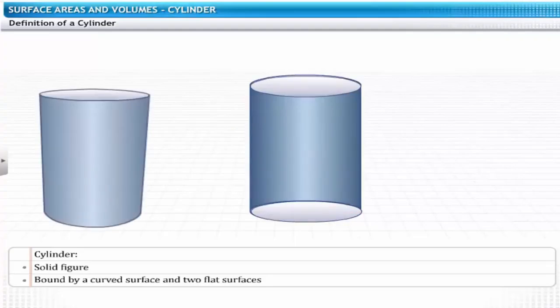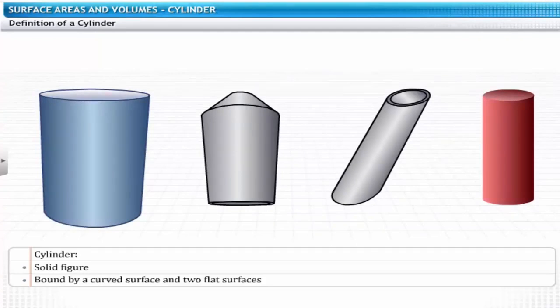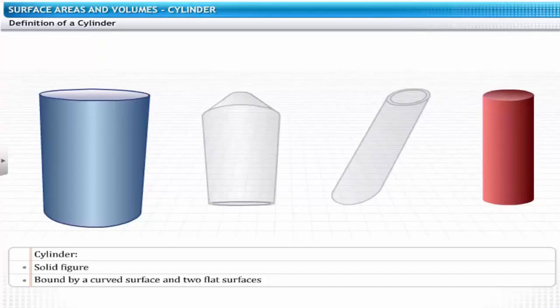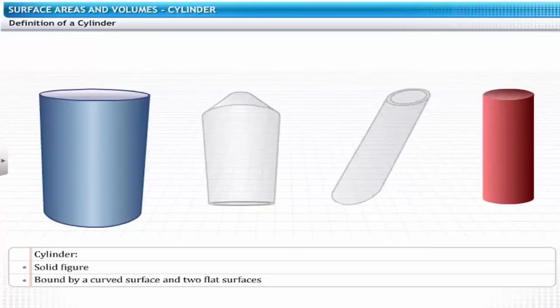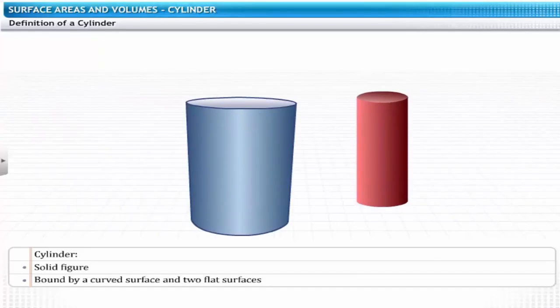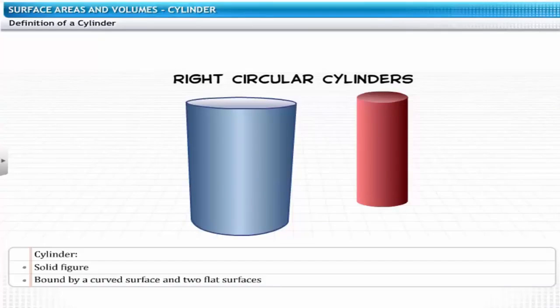Here are a few examples of cylinders. Some of the cylinders are straight, while some are slant. As you can see, in case of straight cylinders, the height is at right angles to the base. Such cylinders are known as right circular cylinders. In this lesson, we will focus only on right circular cylinders. So when we refer to a cylinder, it means a right circular cylinder.